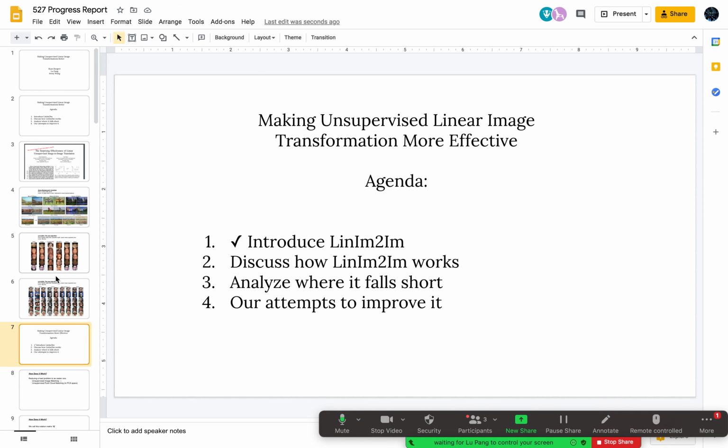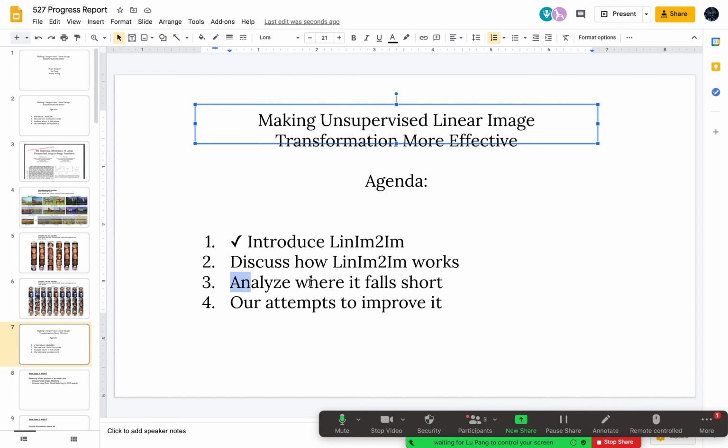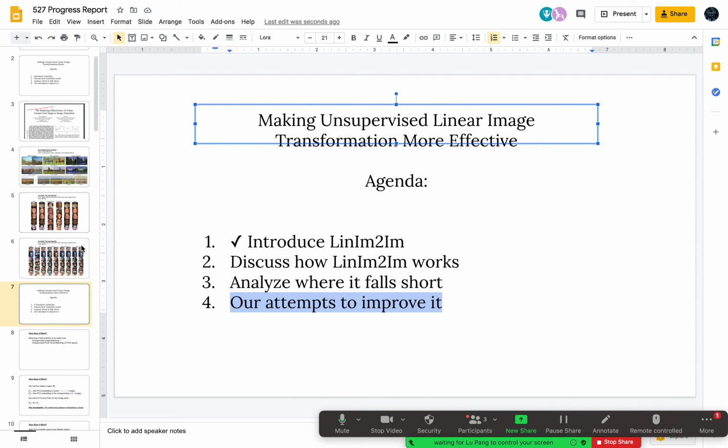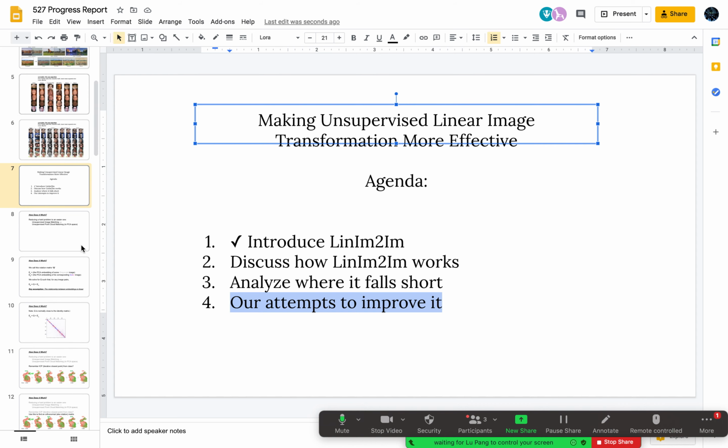First, we're going to introduce how LinM2M works, which is the name of the algorithm, and then we're going to analyze where it falls short, and then we're going to talk about what we're doing trying to improve it. We don't have final results yet, but this presentation will talk about our motivations.